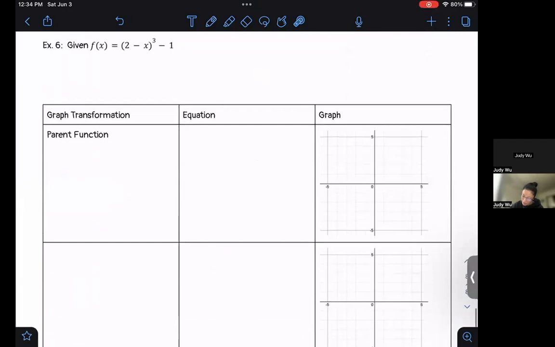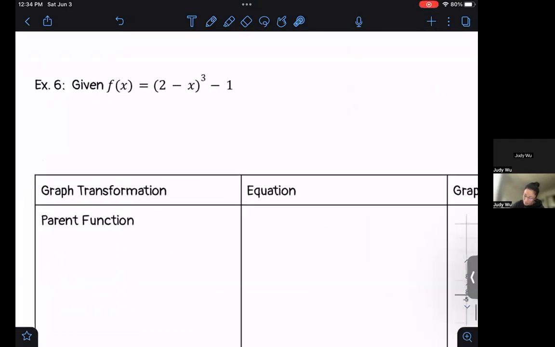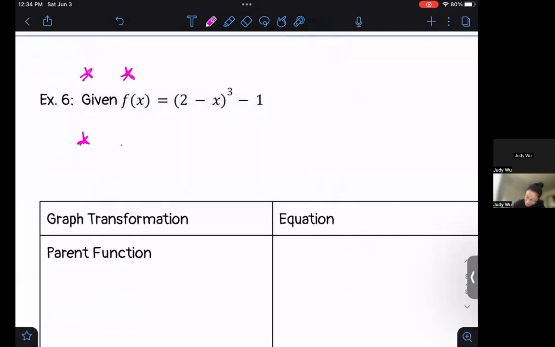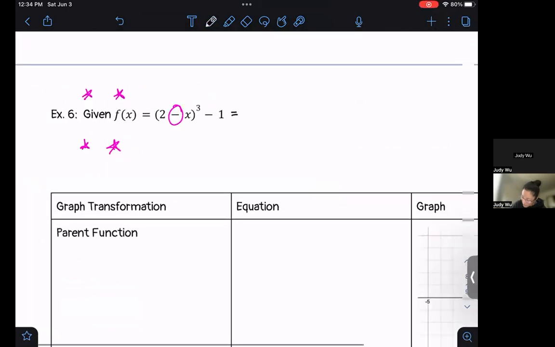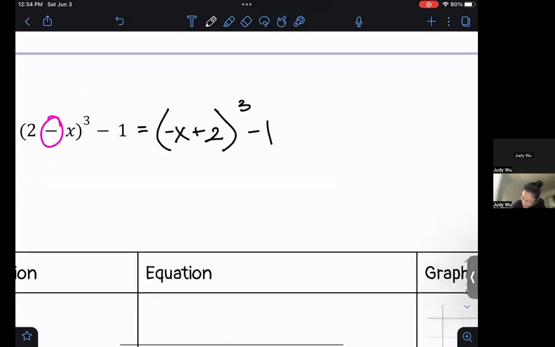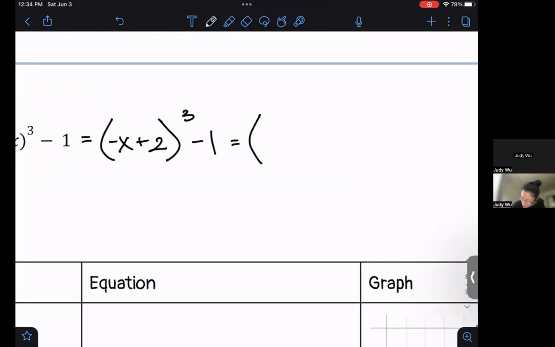All right. I believe this is our last example. And this one also should have some pink stars because I see this minus sign and then my x next to it, okay? So let's take care of that now, even before we do the parent functions. All right, so we're going to switch the order. Negative x plus 2 cubed minus 1. And then we're going to go ahead and factor out that negative. So negative x minus 2 cubed minus 1.